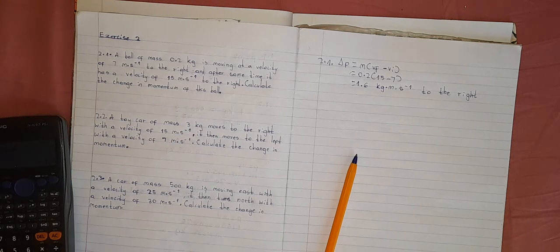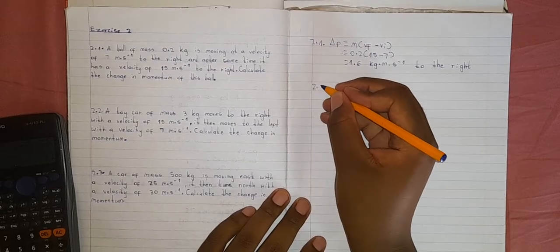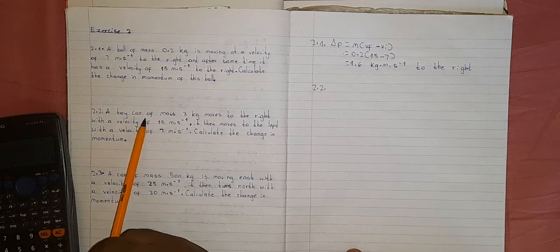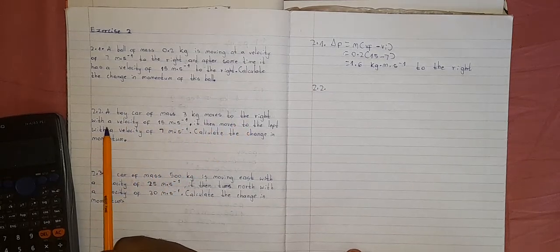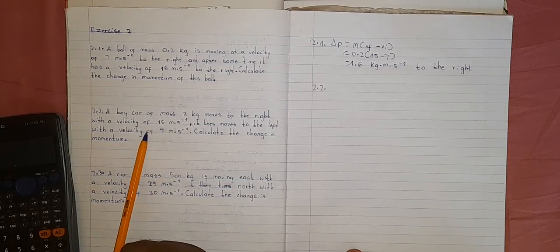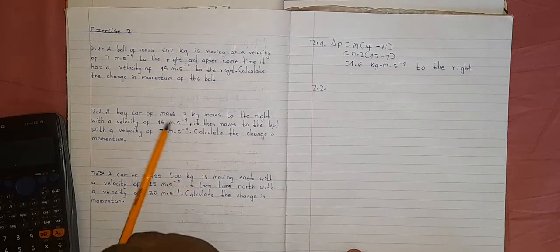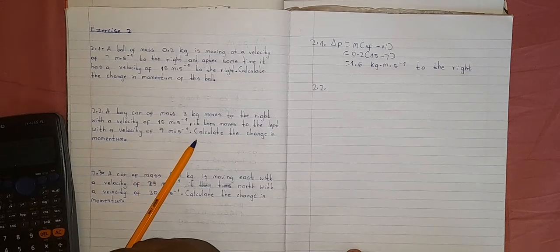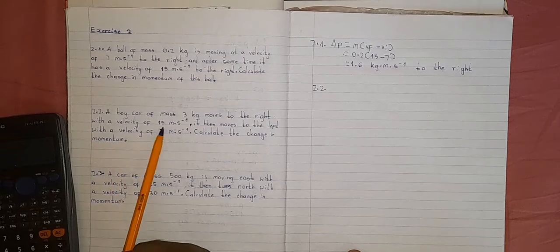So let's do number 2 here. 2.2, and they say a tracker of mass 3 kg moves to the right with a velocity of 15 meters per second, and it then moves to the left with a velocity of 7 meters per second. Calculate the change in momentum of this tracker here.